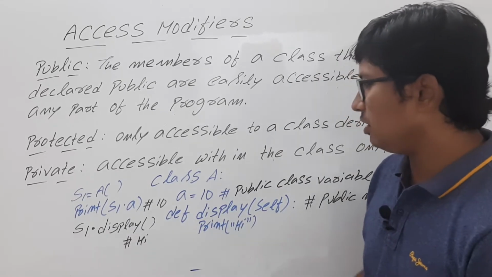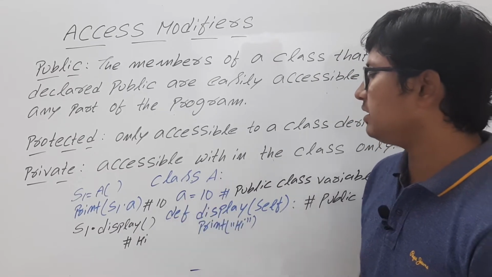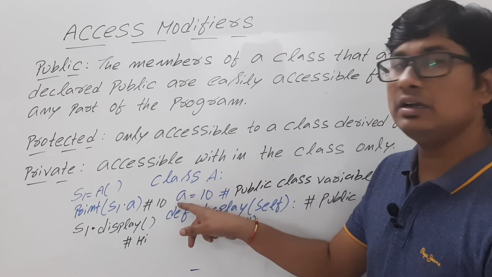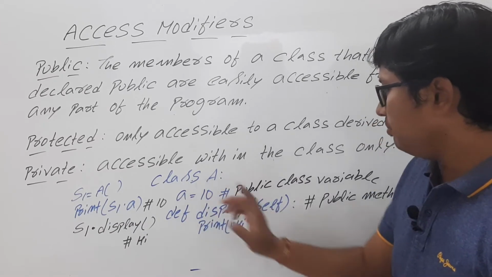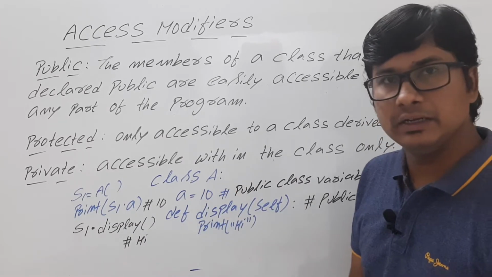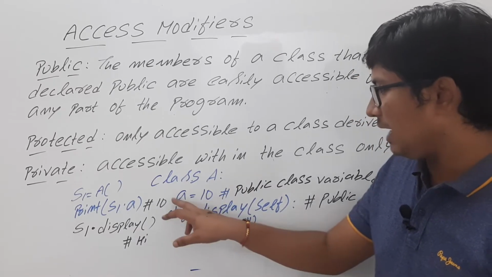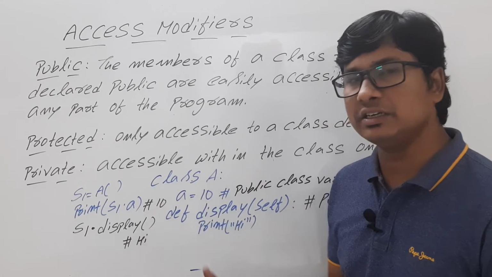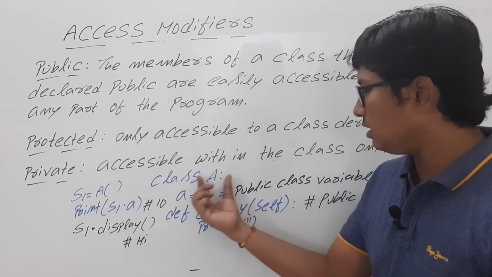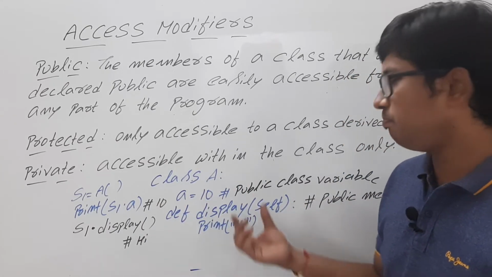So by default, look here, did I provide anything extra here? By default, the members are public. Is it clear? See, I simply wrote the variable name and assigned some value. I did not provide any information here. So by default, the members are public.